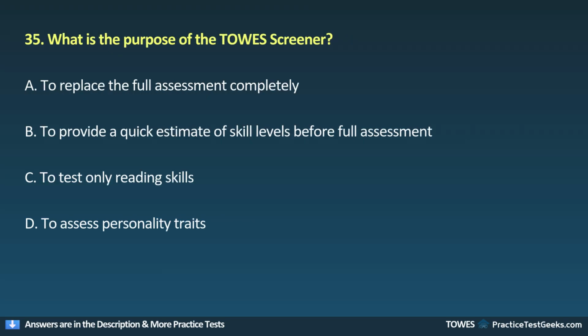35. What is the purpose of the TOWES screener? A. To replace the full assessment completely. B. To provide a quick estimate of skill levels before full assessment. C. To test only reading skills. D. To assess personality traits.